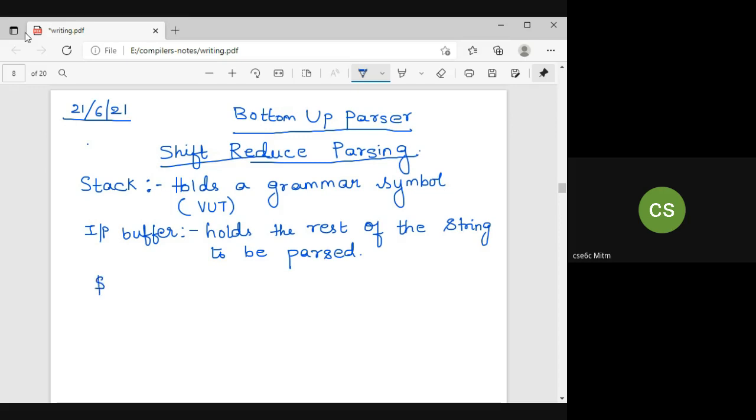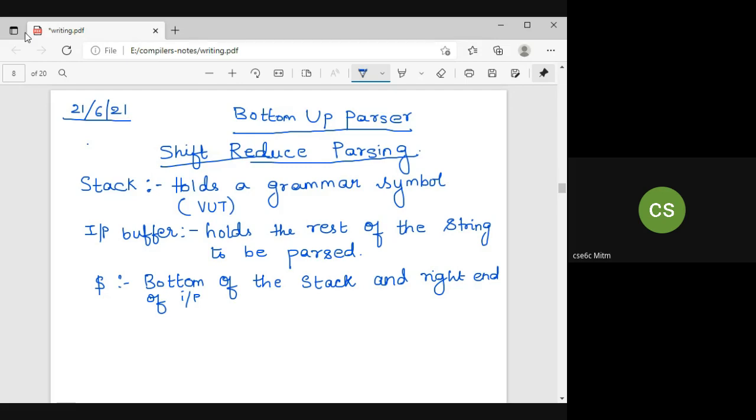Dollar is used. Next point. Dollar is used to mark the bottom of the stack and the right end of the input.